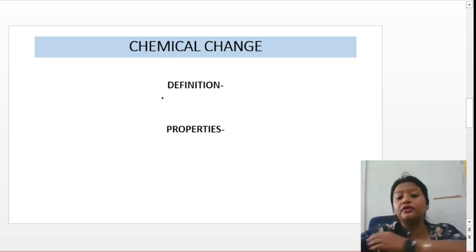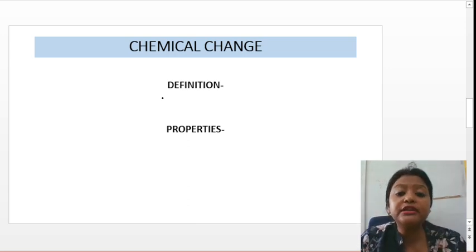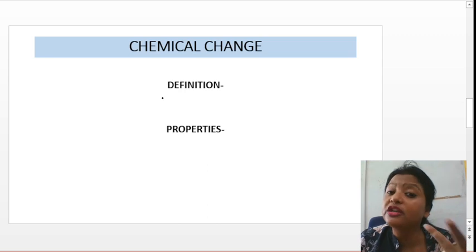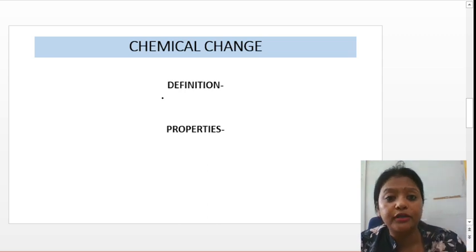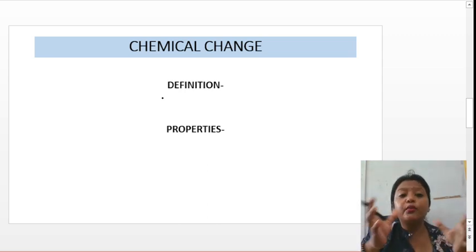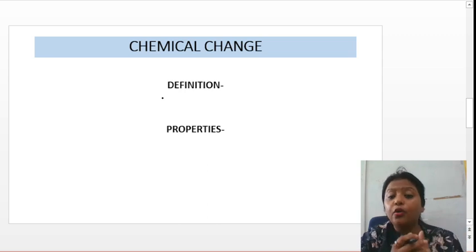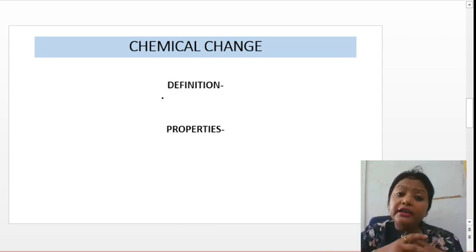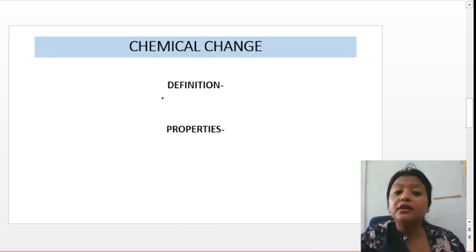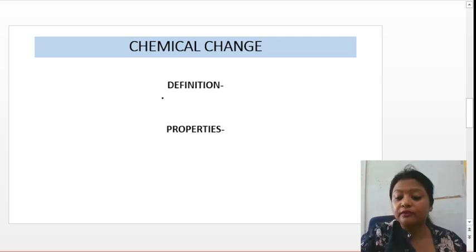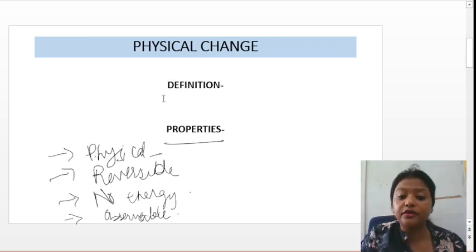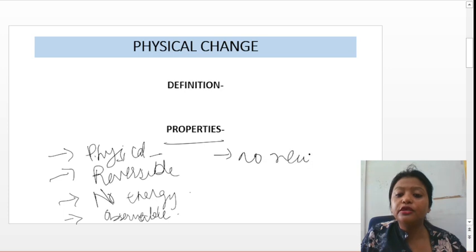One more thing out here. In chemical change, the change is in the chemical properties. That means when two substances are reacting with each other, or combining with each other, they are forming a new product. But in physical change, no new product was formed. So I will include this point here, that no new product was formed.